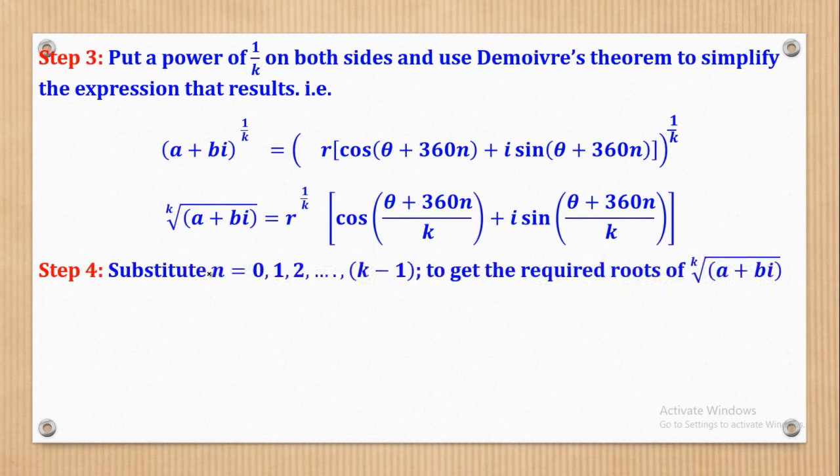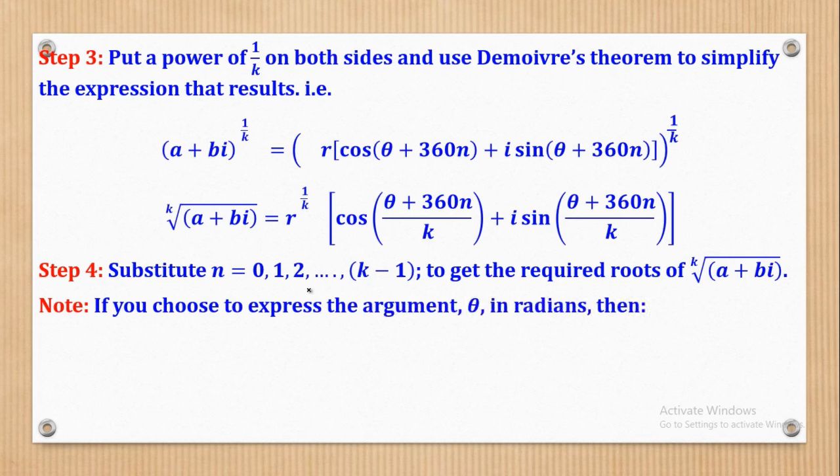What about step 4? Step 4 says substitute n equal to 0, 1, 2, 3 up to k minus 1 to get the required roots of this. So like I said, if they say square root, it implies that k minus 1 is 1, therefore you stop here. If they say cube root, k will be 3, so you stop at 2. If they say fourth root, it implies that you stop at 3. Like that. So we shall see in the questions. We shall look at all those cases: square root, cube root, and fourth root.